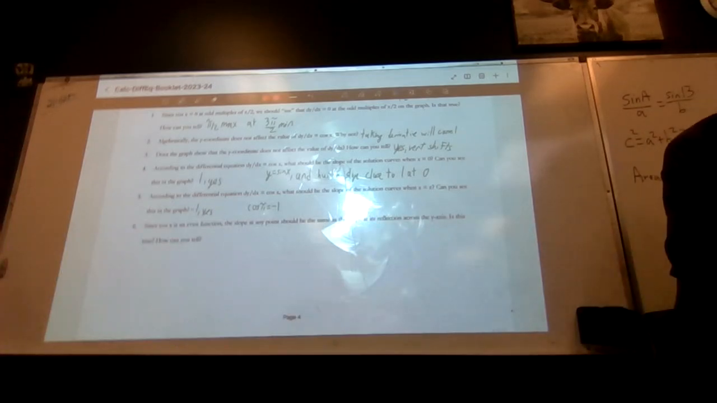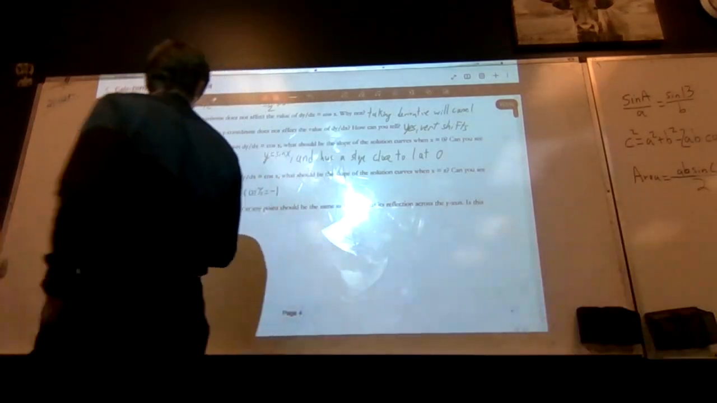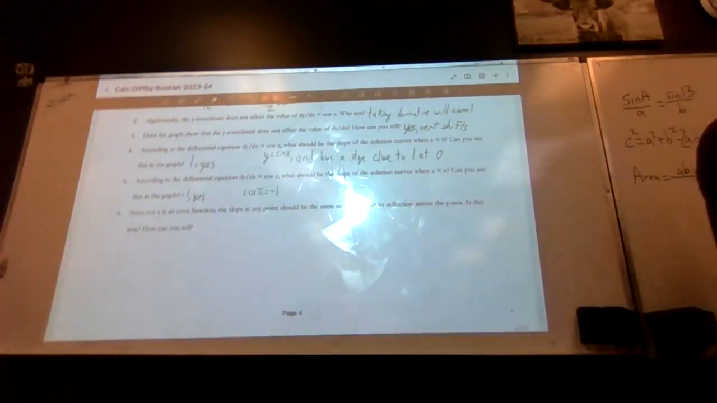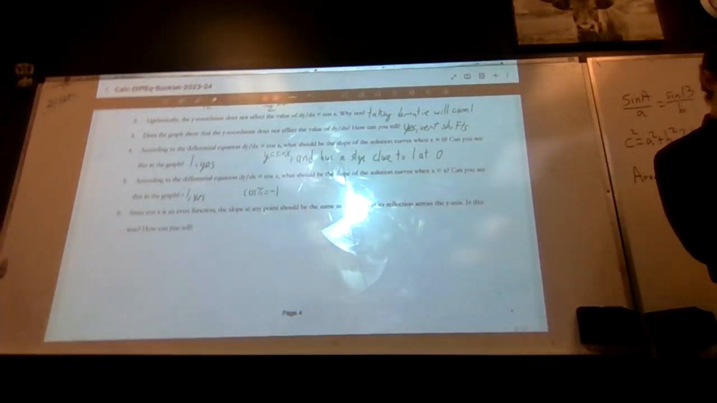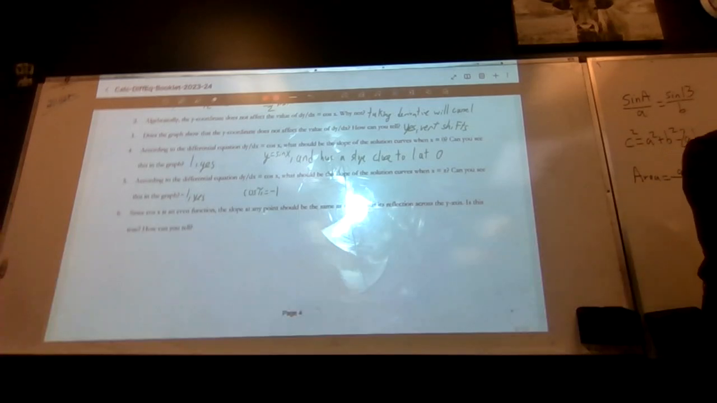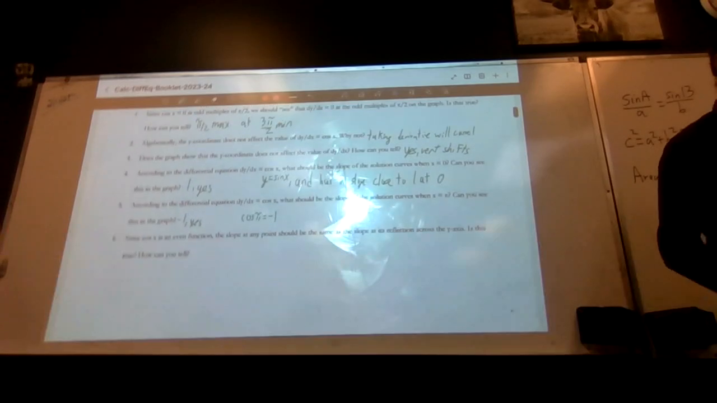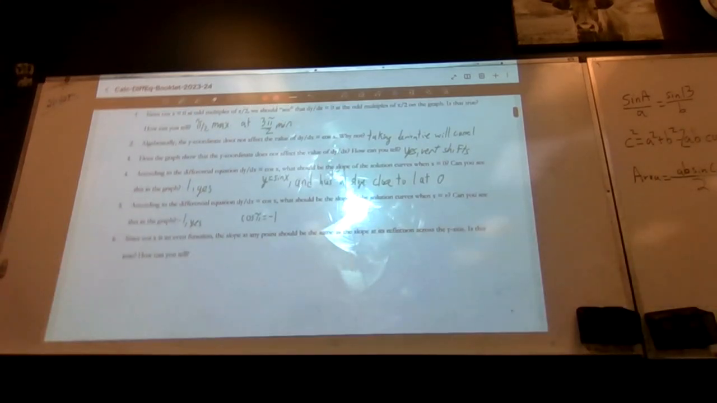Since cosine x is an even function, the slope at any point should be the same as the slope at its reflection across the y-axis. Is this true, and how can you tell? Maybe talk it over with your partner, see if you can figure anything out.